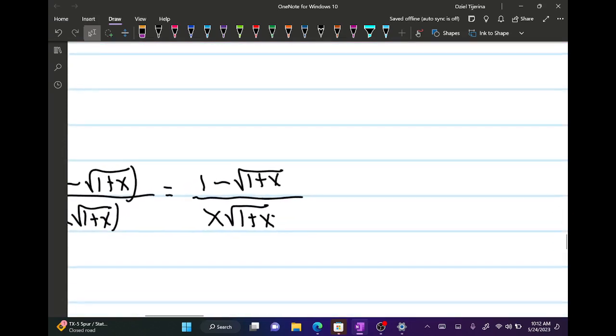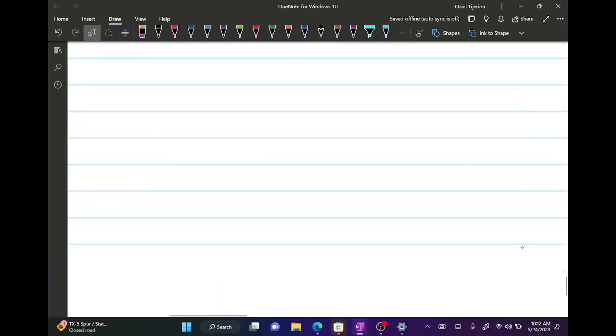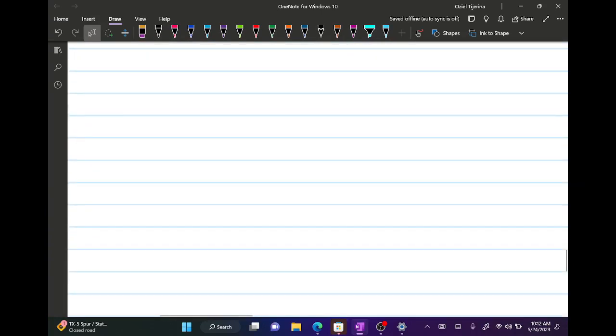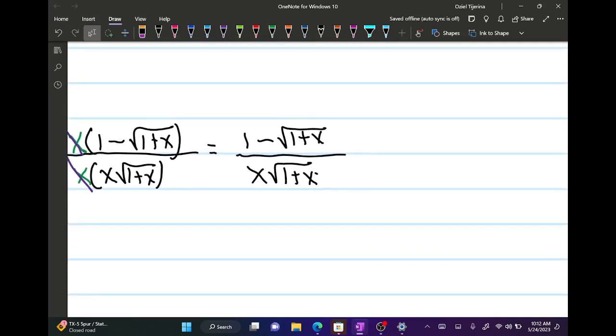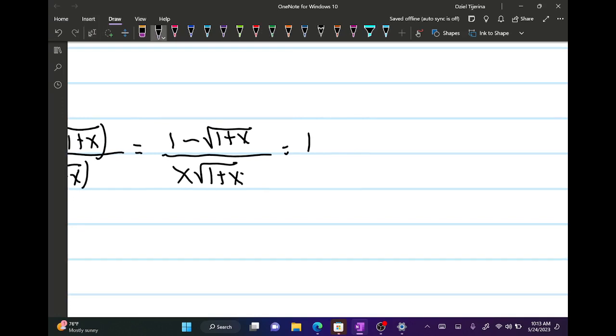Obviously, if we direct substitute here, it is still going to give me 0 over 0. So if we do 1 minus the square root of 1 plus 0, and given that this is as x approaches 0, then over, there's this part and this part, so then it's going to be 0 times the square root of 1 plus 0, right?